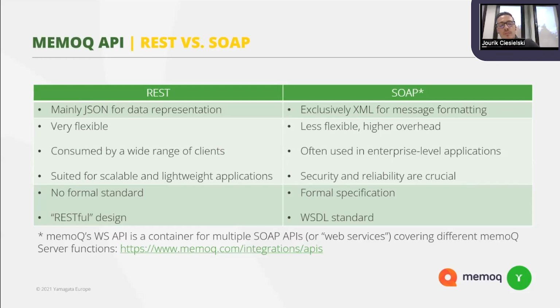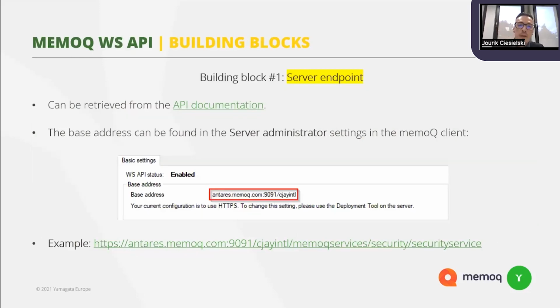In the case of the memoQ web service API, it's actually a container for multiple APIs, for multiple SOAP APIs, for multiple web services. And these different web services cover different memoQ server functions, and everything is, of course, pretty well documented. So I invite you to have a look at what the memoQ API is capable of doing for you. Then we can continue with the different building blocks.